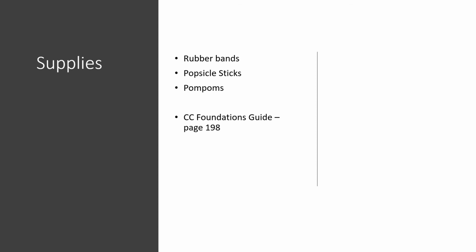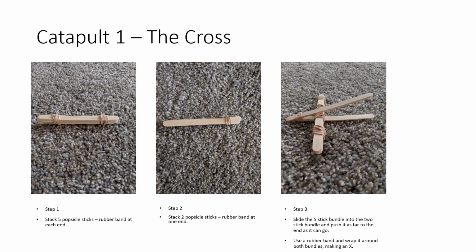Let's get started. Catapult number 1 that you have the option of building is called the Cross. This is the catapult that's listed in our Foundations Guide on page 198. The steps are as follows. You need to get your popsicle sticks, a group of 5, rubber band them, 1 rubber band at each end, please.